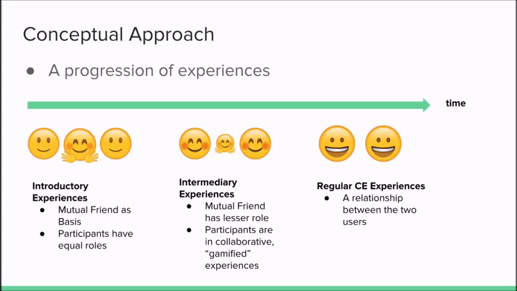In the intermediary experiences, the mutual friend has taken a back seat so that the two strangers can interact with each other more directly. And these experiences are less about knowing the other person and having fun. And by the time that these two strangers can get into regular CE experiences, they're not really strangers anymore. They have a relationship between the two of them.